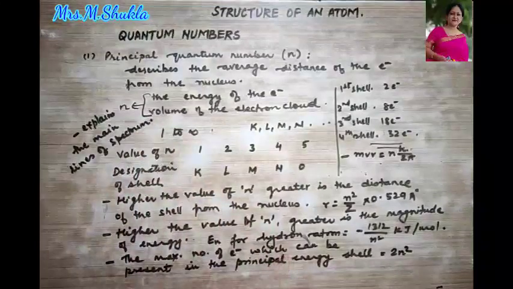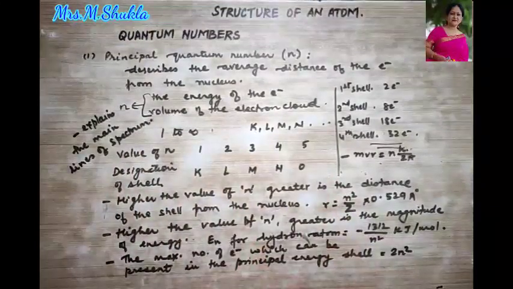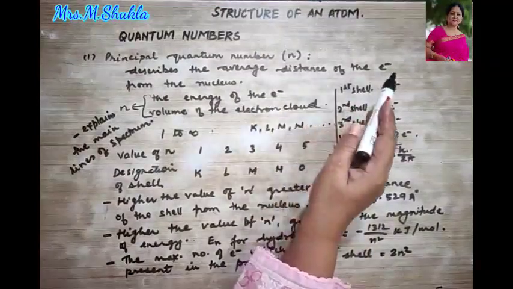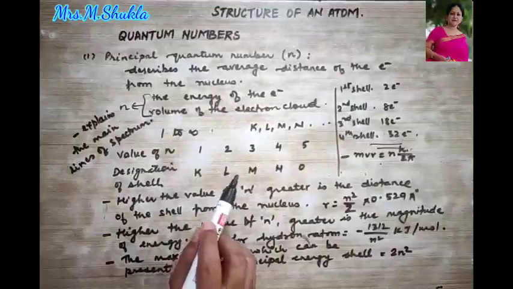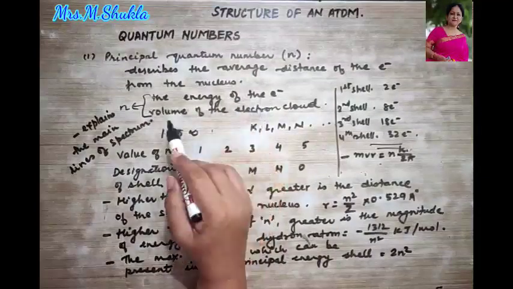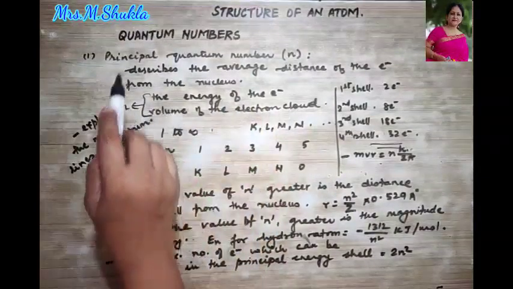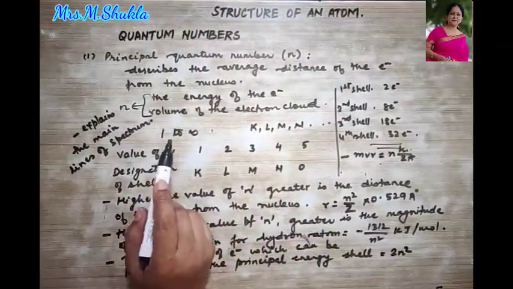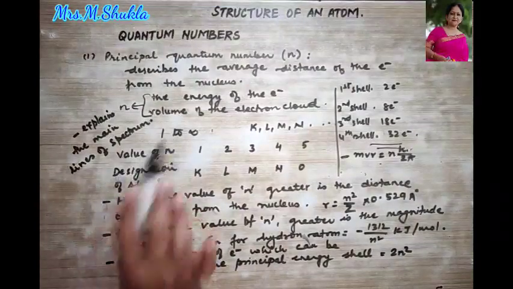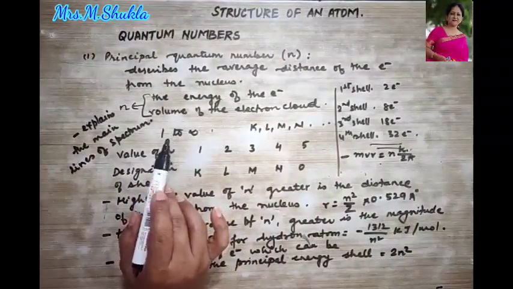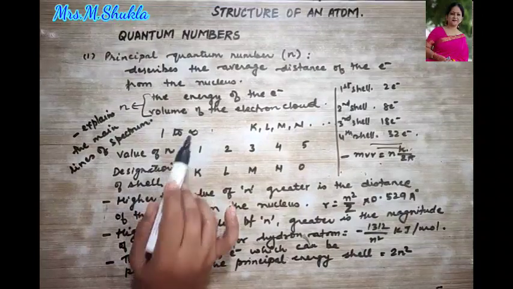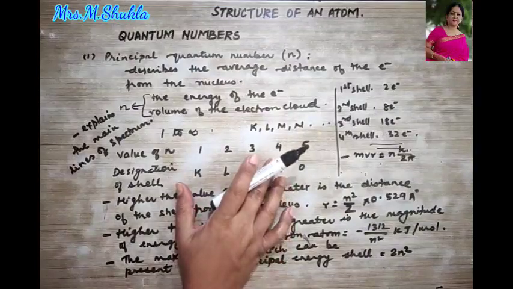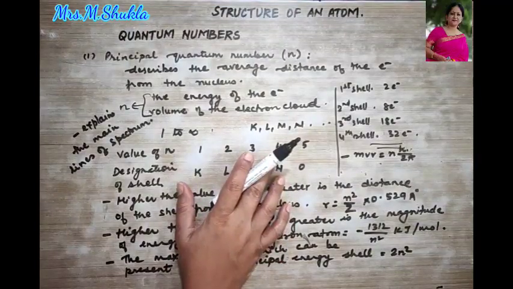So I hope everything about the principal quantum number is understood. It describes the average distance of the electron from the nucleus. The energy of the electron and the volume of the electron cloud both depend upon the principal quantum number. It may have all integral values from 1 to infinity, but only values from 1 to 7 have been established in the atoms of the known elements, right?